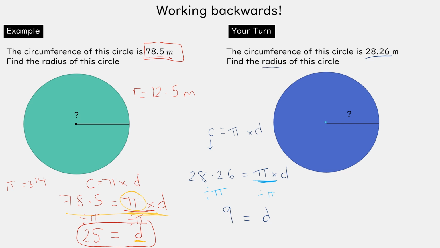I actually need to find the radius because that's what it says in the question. If I know the diameter, I know the radius is just half of that, so 4.5. Well done if you got that correct.